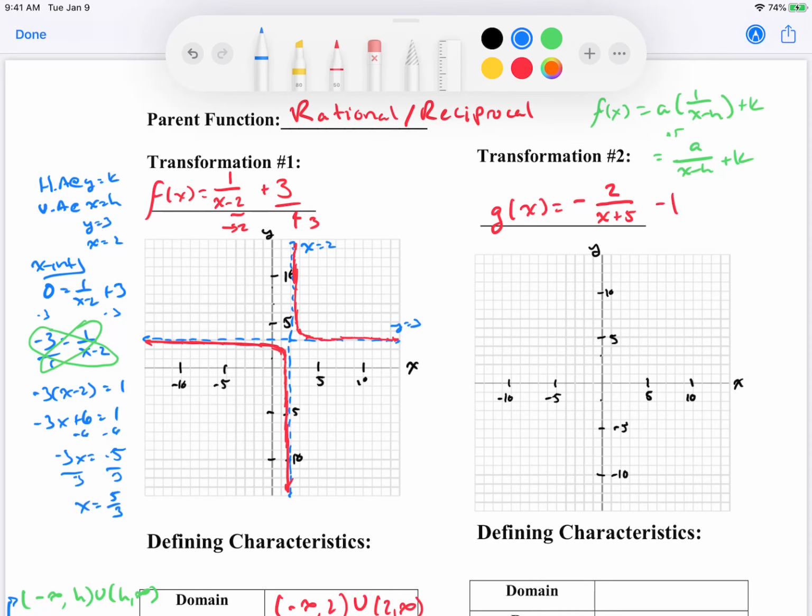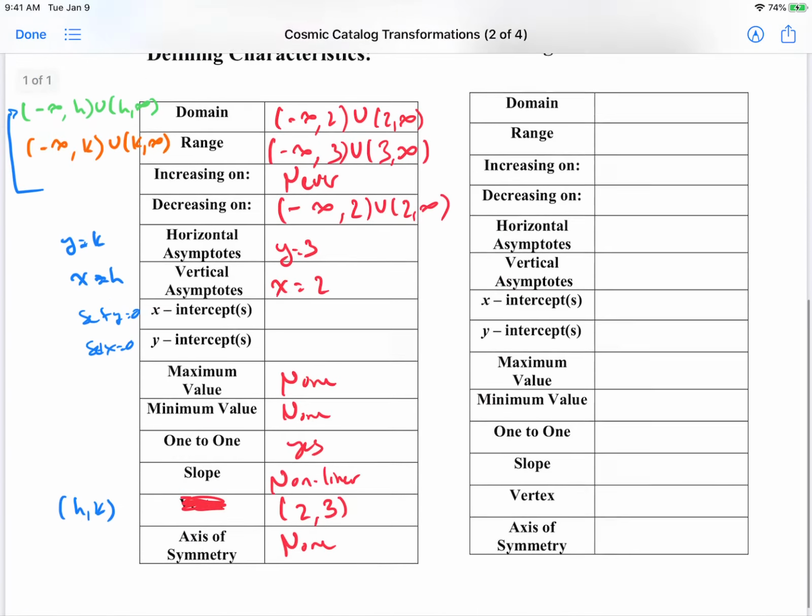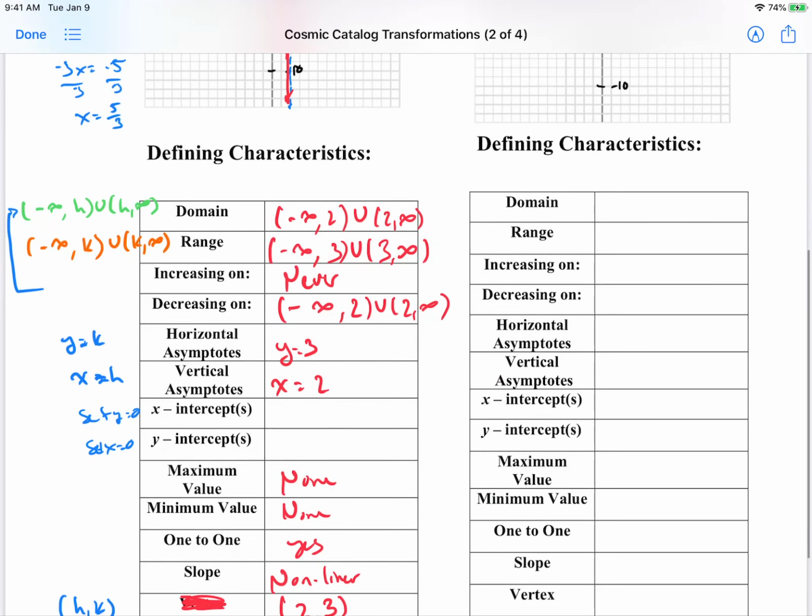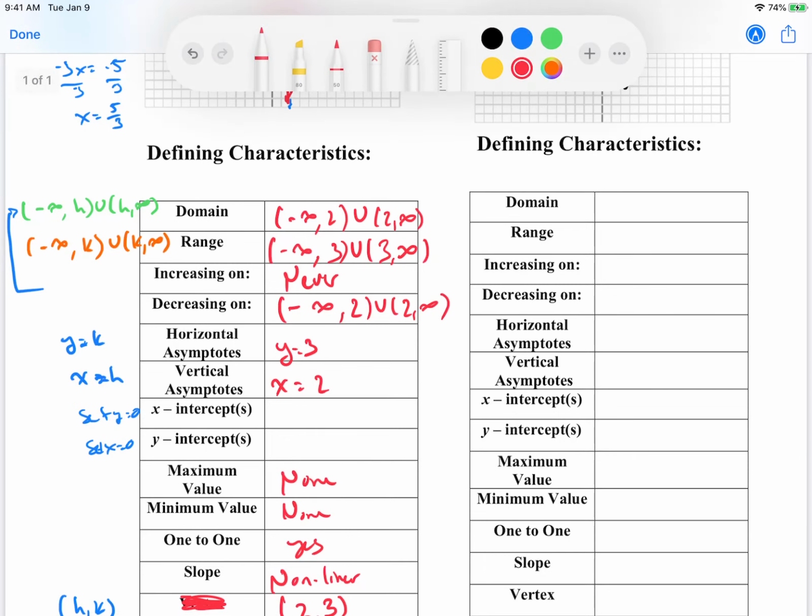Okay, and so that's where I'm going to cross the x-axis, which is just right here. So I actually do have an x-intercept at 5/3, 0, or x is equal to 5/3.